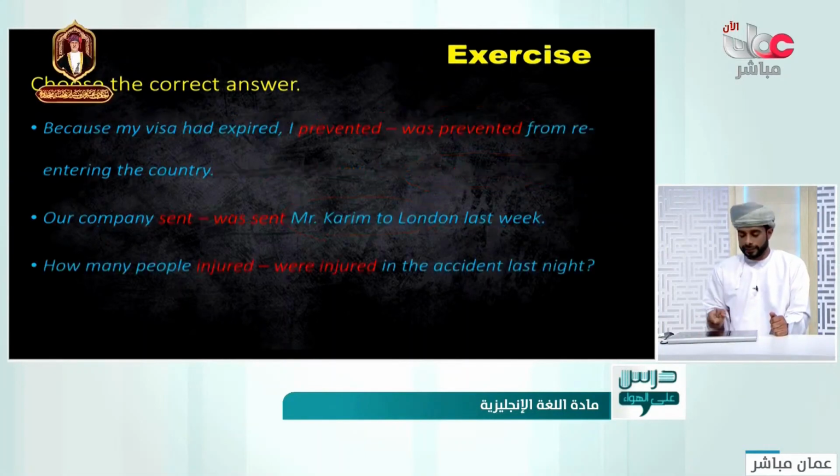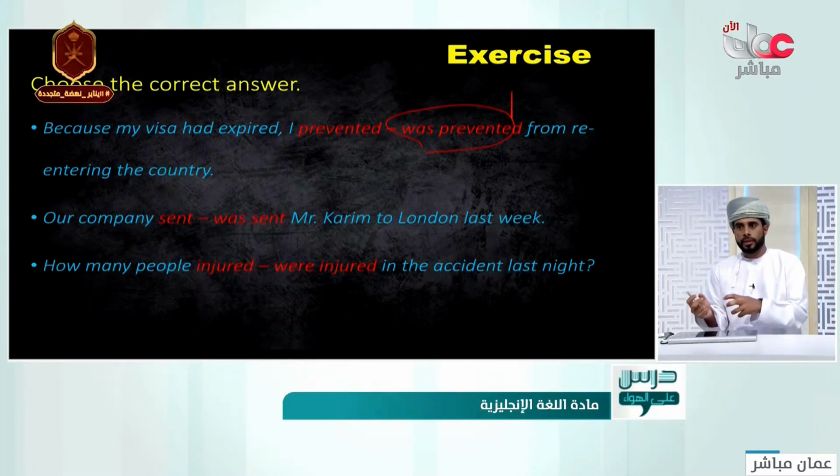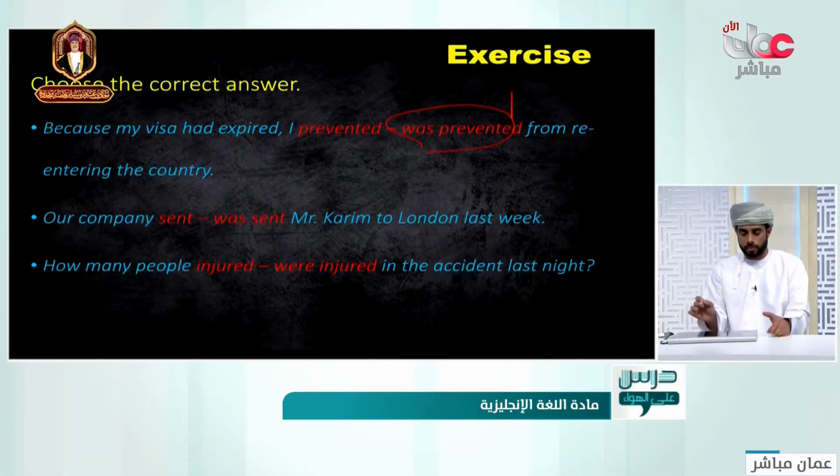Because my visa has expired, I was prevented from re-entering the country. Did I prevent someone or did someone prevent me? Yes, I was prevented. I received the action. Good. Our company sent or was sent Mr. Kareem to London last week. Who sent the other one? Is it Mr. Kareem sent the company or the company sent Mr. Kareem? Yes, the company sent Mr. Kareem. So it is a normal one. So it is sent.